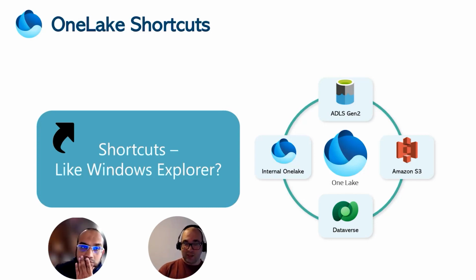When I say internal location, that means another location within Fabric. So if I have lakehouse 1 and lakehouse 2, and I don't want to physically move the data from lakehouse 2 to lakehouse 1, I can simply create a shortcut which will point to a table in lakehouse 2.